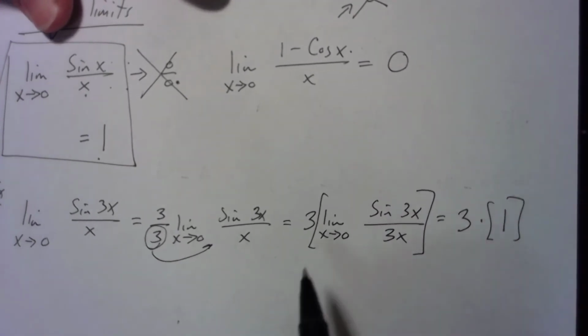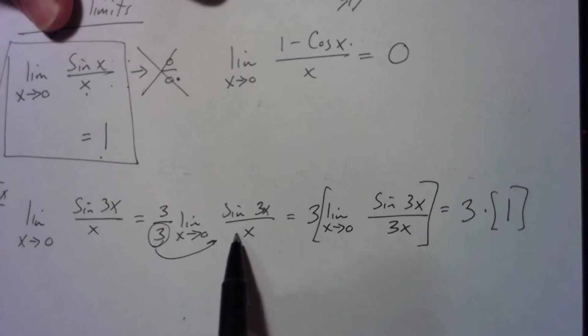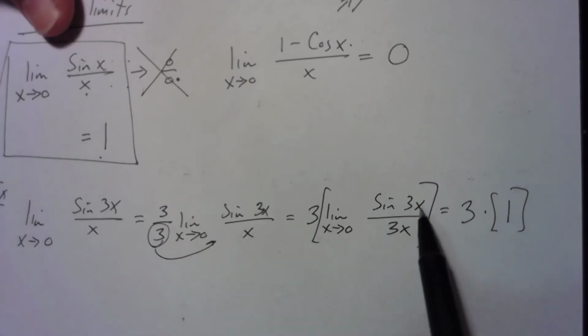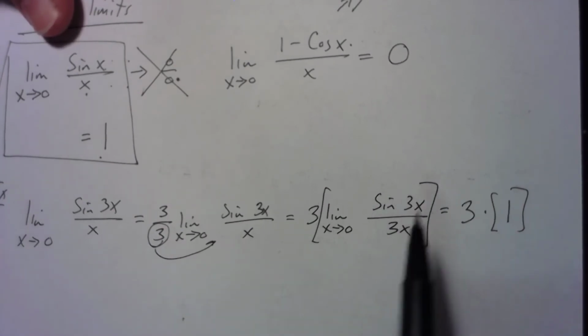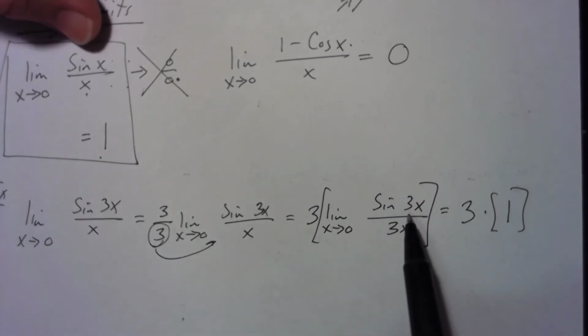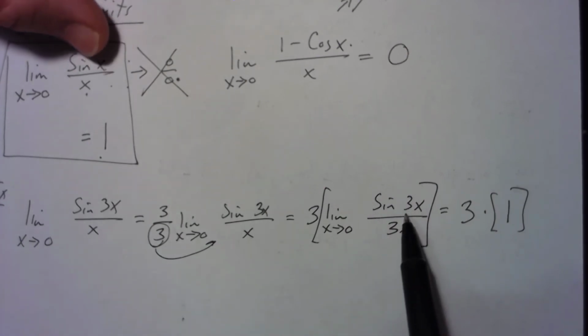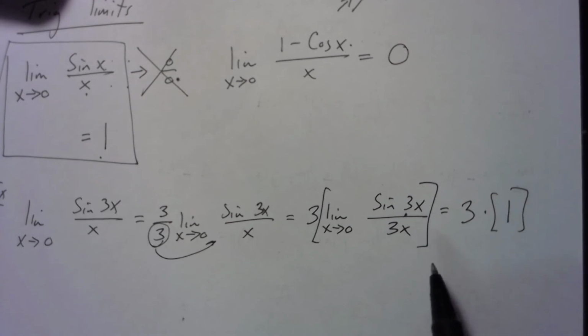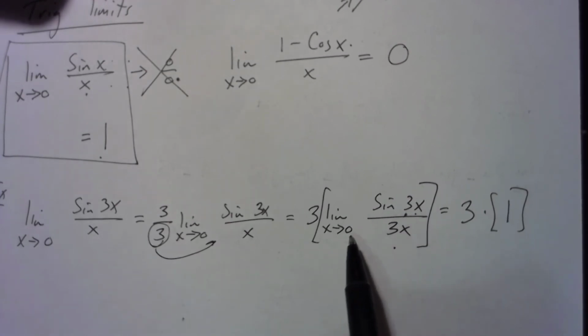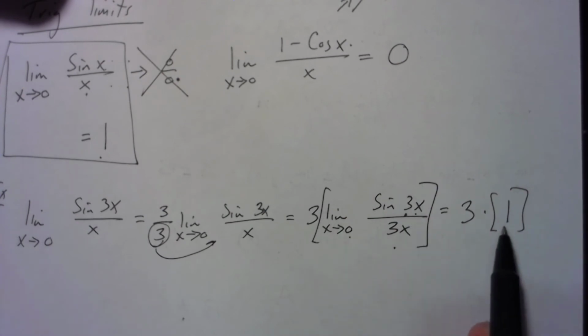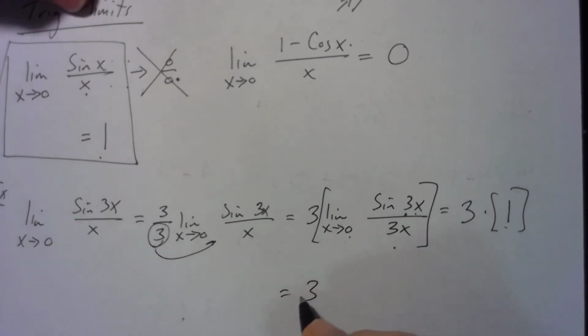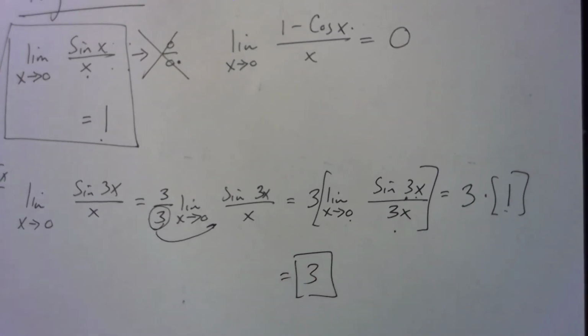And again, the only reason we're allowed to pull this constant out of the limit is because when we do so, this limit now exists, and I can evaluate it. Just because the 3x is different than the x up here doesn't change the rule that if I have the sine of something divided by something, as x goes to 0, that overall limit is 1. So this provides me with a value of 3 for the limit of sine of 3x divided by x.